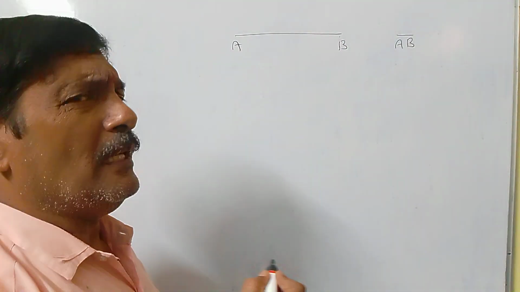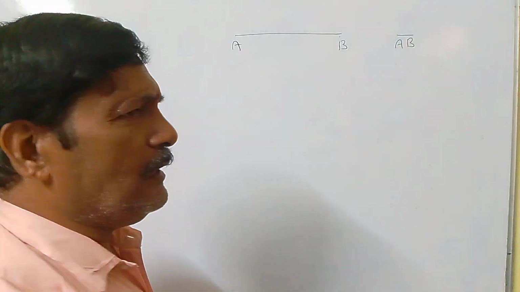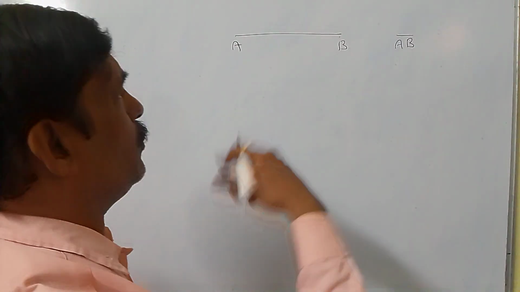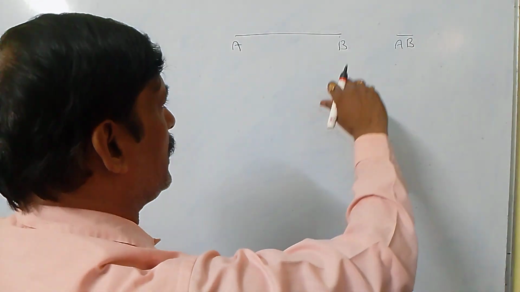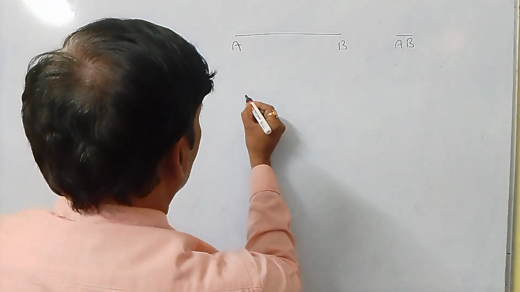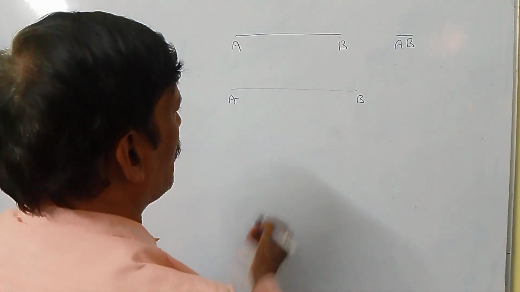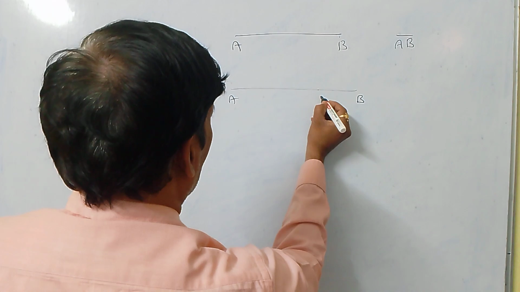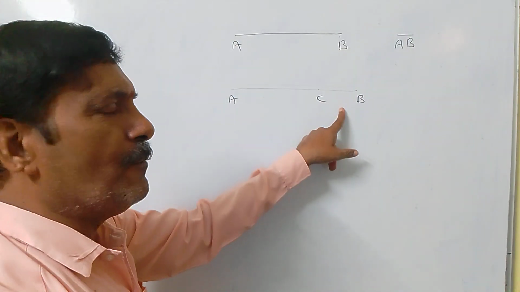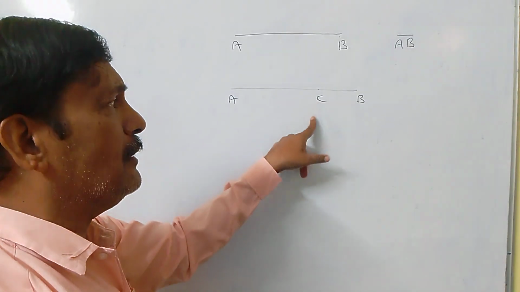Now suppose any point is there. A point between A and B is called an internal point. A point above AB or below AB or right side of B or left side of A, that point is called an external point. For example, this is the line segment AB. Now suppose I am keeping a point C. Observe here, C is a point between A and B on the line segment. Now C is called an internal point.